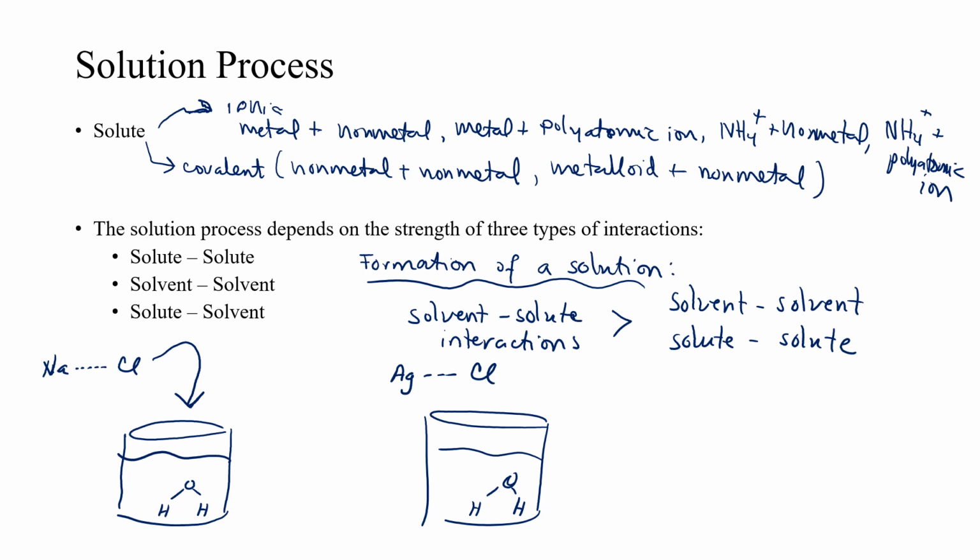When you have the silver chloride, it's a solid at room temperature. When you add that one in water, the attraction between the ions silver and chloride is stronger than the attraction between the ions and the water molecules. So since your solute-solute attractions are stronger than the solute-solvent attractions, you don't get a solution for this one.